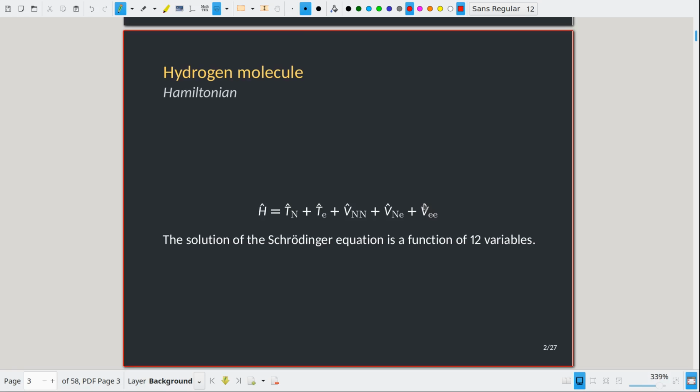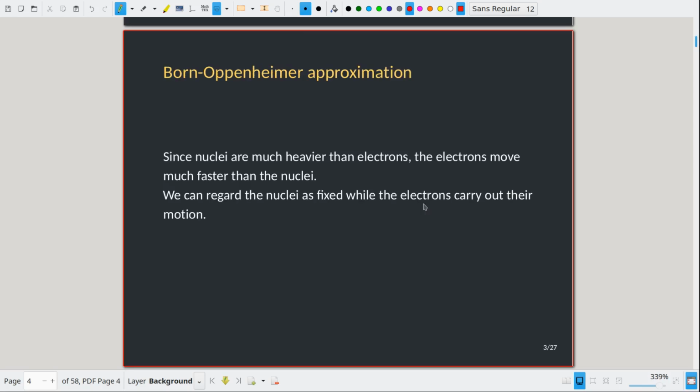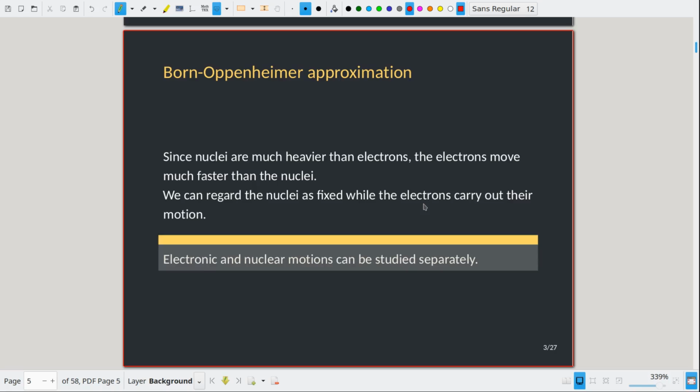simplifications to this Hamiltonian. So first and foremost, we can apply the Born-Oppenheimer approximation. So basically, since nuclei are much heavier than electrons, the electrons will be moving much faster than nuclei. A consequence of this is that we can regard the nuclei as fixed while the electrons carry out their motion. So what happens is that at this point, if we apply this approximation and we consider this approximation to be valid, then we can actually study electronic and nuclear motions separately.